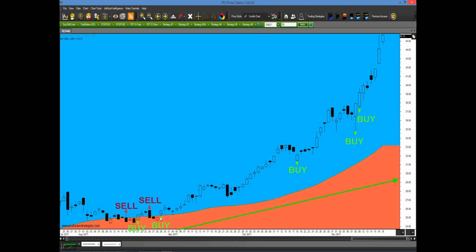Now, had you not taken these buys here because you thought we wanted to slope a little higher, that's okay. You would have waited and you would have had much more opportunity later on.